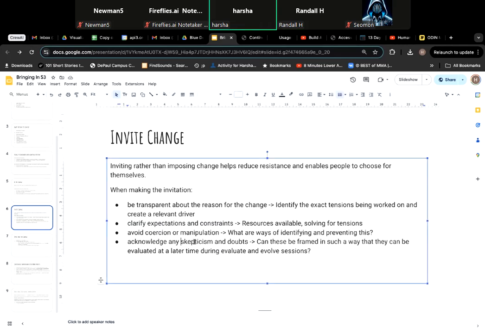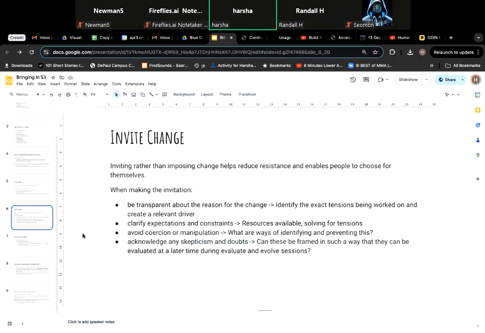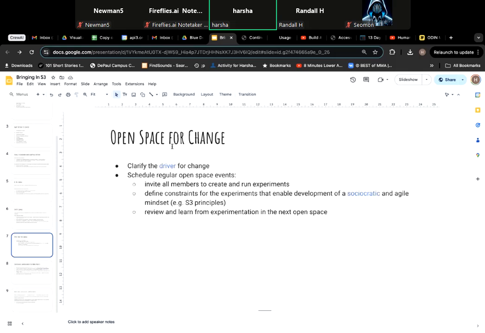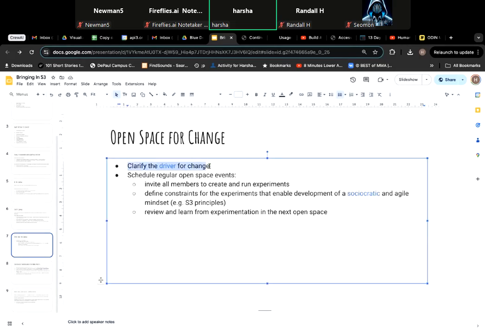Yeah, that makes sense. So that is inviting change. And the next one is open space for change. Clarify the driver for change. Like we discussed before, first we need to clarify the driver. What is driving this change? And then we schedule regular open space events.